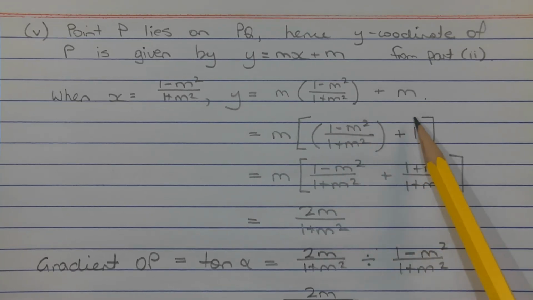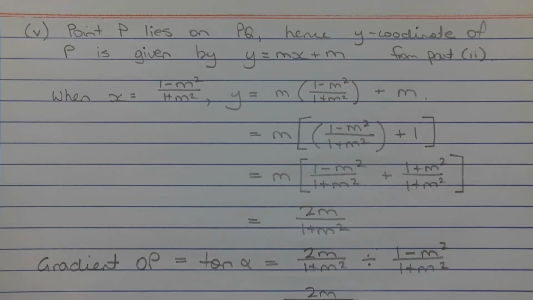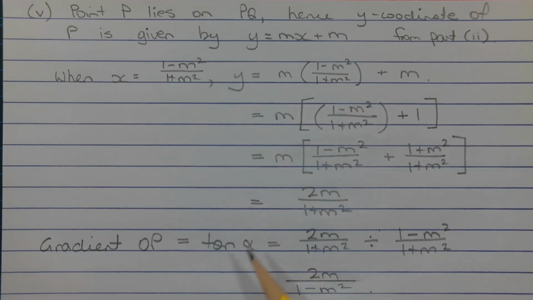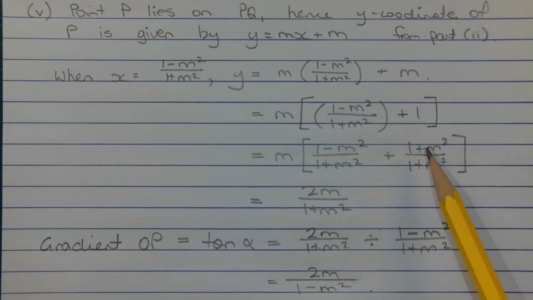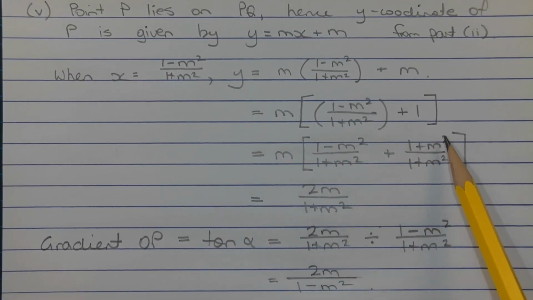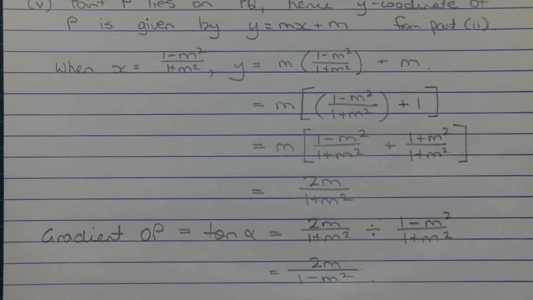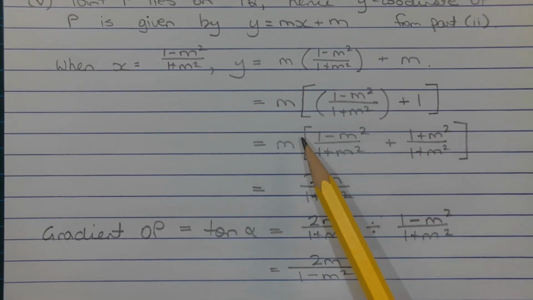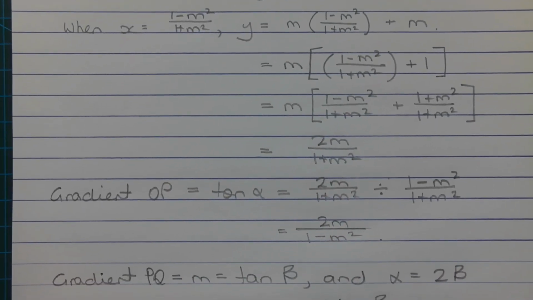Now combining these two terms inside the square brackets, finding a common denominator of 1 plus m squared, and 1 is 1 plus m squared over 1 plus m squared, we get y is equal to m times (1 minus m squared over 1 plus m squared plus 1 plus m squared over 1 plus m squared). Now we have a minus m squared here, a plus m squared here, so they will cancel to 0, and 1 plus 1 is 2. So inside the square brackets, we get 2 over 1 plus m squared, and then multiplying that by m, we get y is equal to 2m over 1 plus m squared.